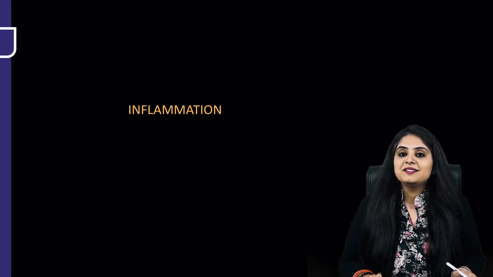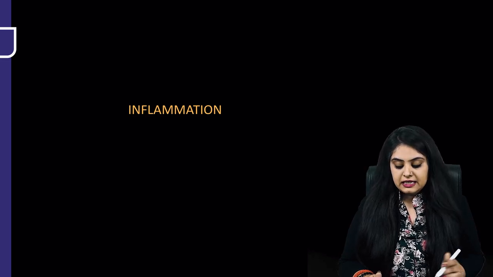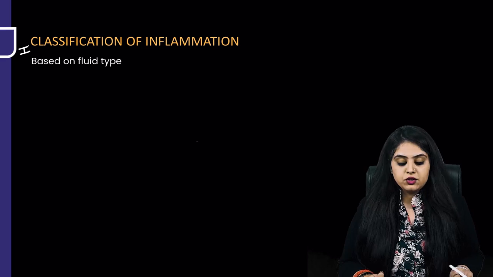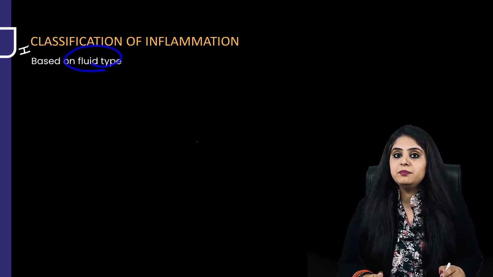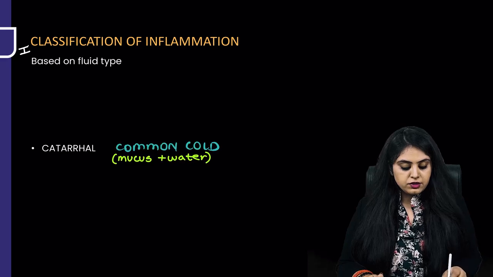Hi everyone, let us start with the second chapter of Rapid Revision General Pathology, that is inflammation. The first thing that you have to know is the classification, which is done on the basis of the fluid type. The most common one that you encounter is going to be the catarrhal inflammation, which I'm sure all of you have experienced, and that is the common cold.